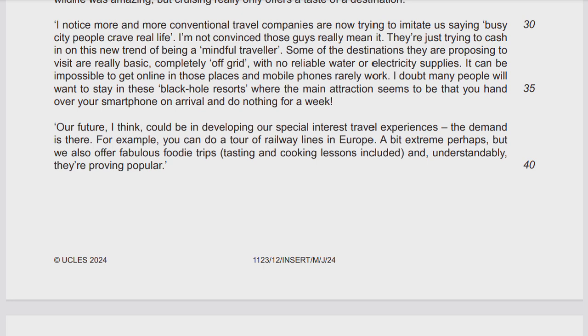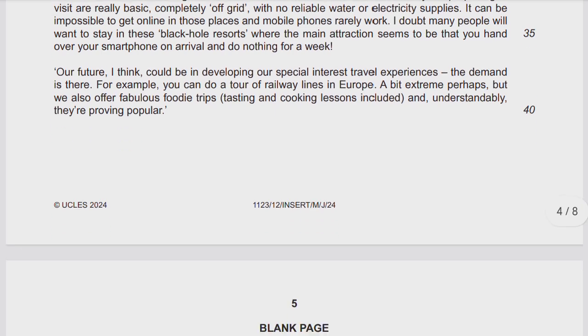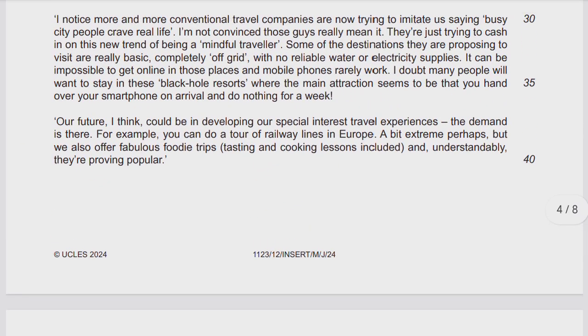Our future, I think, could be in developing our special interest travel experiences. The demand is there. For example, you can do a tour of railway lines in Europe, a bit extreme perhaps, but we also offer fabulous foodie trips, tasting and cooking lessons included, and understandably, they are proving popular. That's it. Here this text ends.